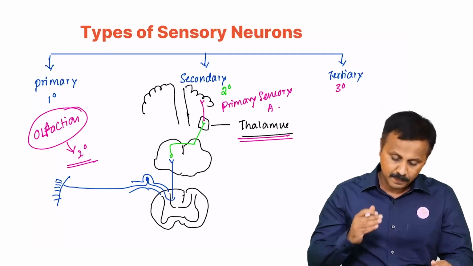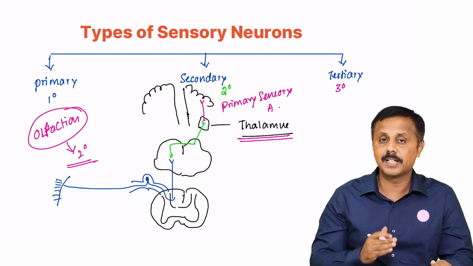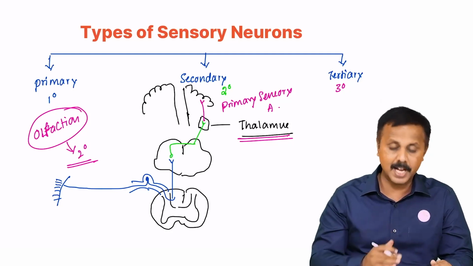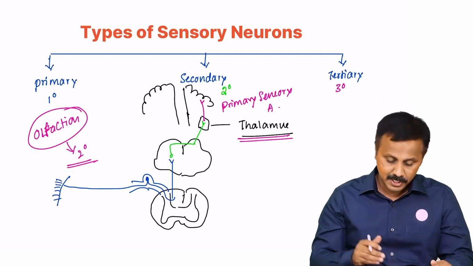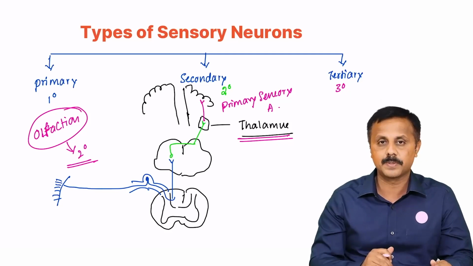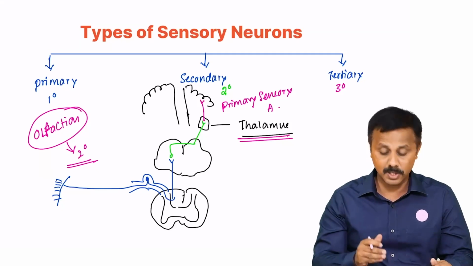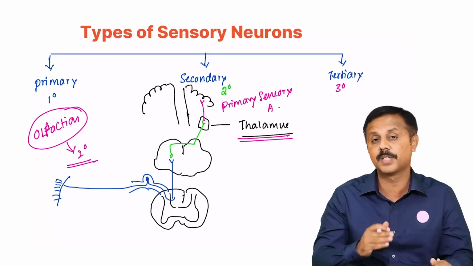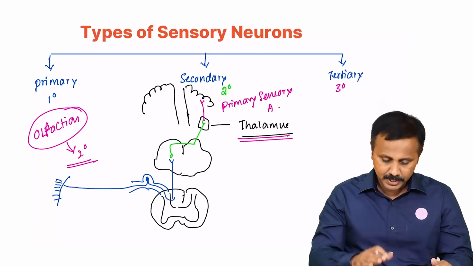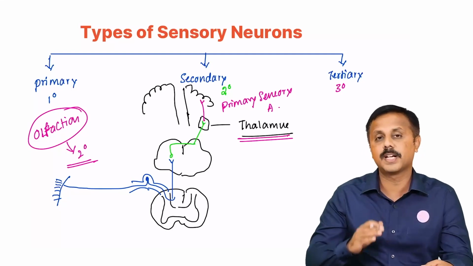When we study the spinal tracts, the tracts of the spinal cord, the ascending tracts, this is the approach that we will use. What is the fate of first order neurons? Where do they cross over to the opposite side? What is the fate of second order neurons? And what is the fate of third order neurons? Where do they terminate? Right? This is the concept of first, second and third order neurons.